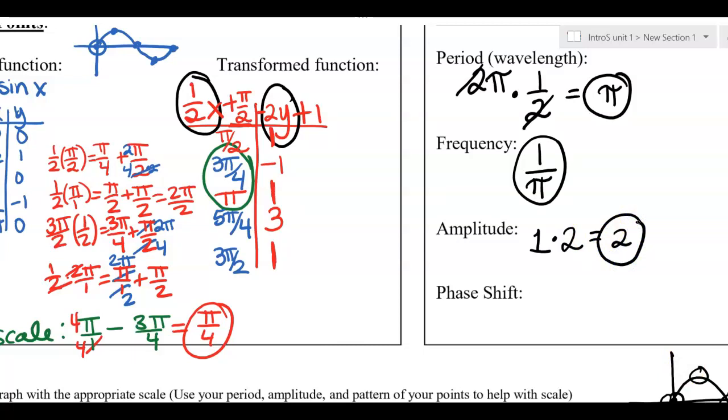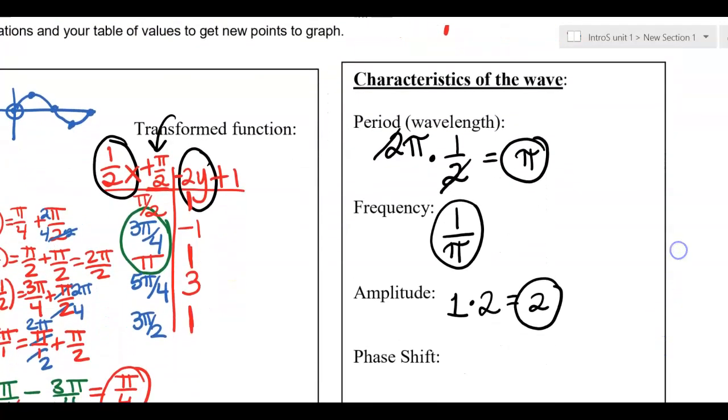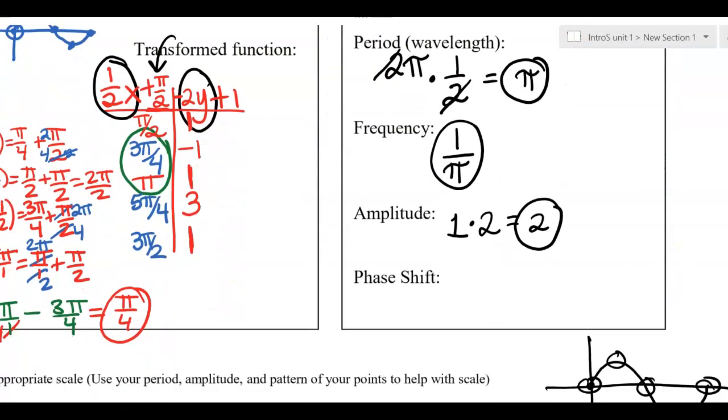Okay. And then our phase shift is if we shifted our graph to the left or to the right. So you should be looking specifically for a horizontal shift. You already wrote it down in the transformations. We said we shifted right pi over 2. That's now just something that's called phase shift. So our phase shift is to go to the right pi over 2. Okay. All right, any questions?